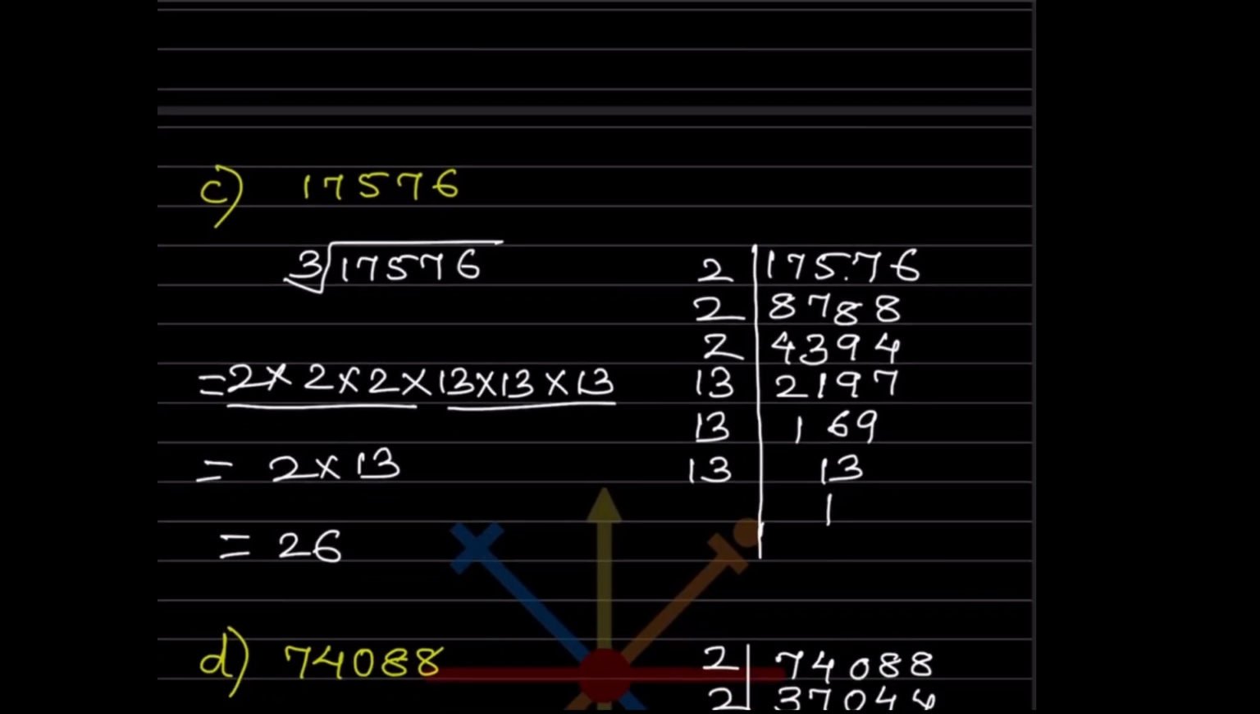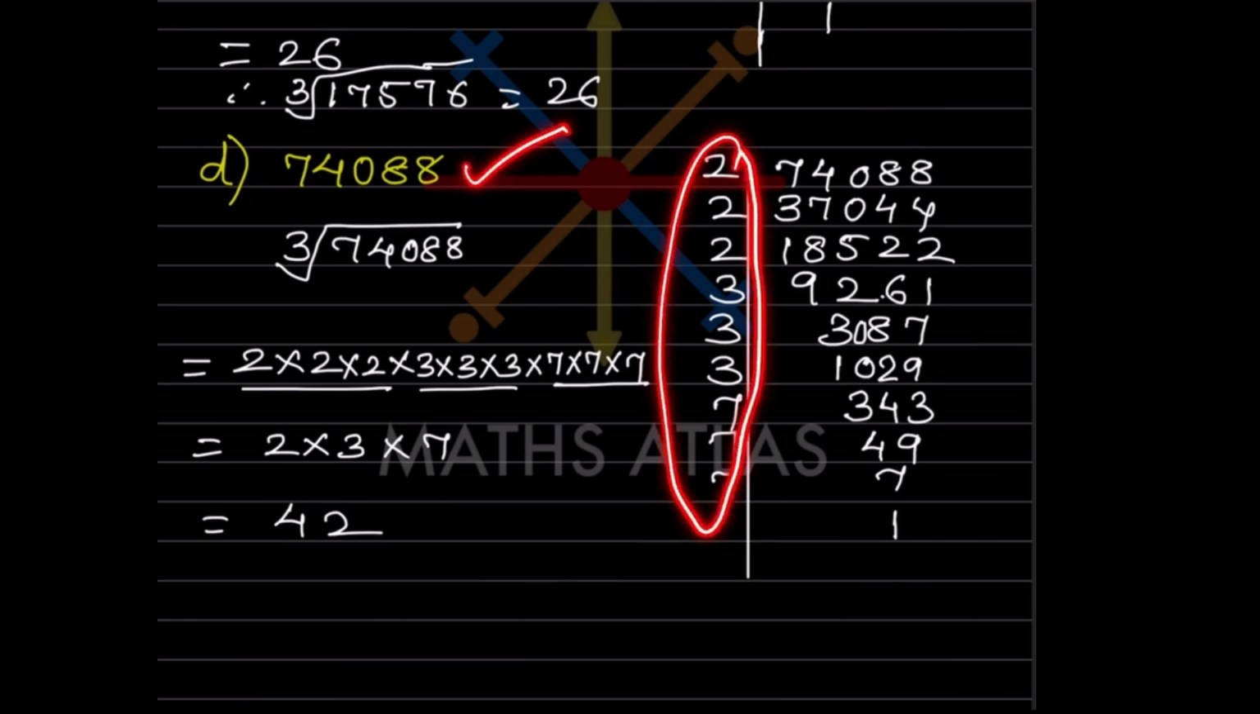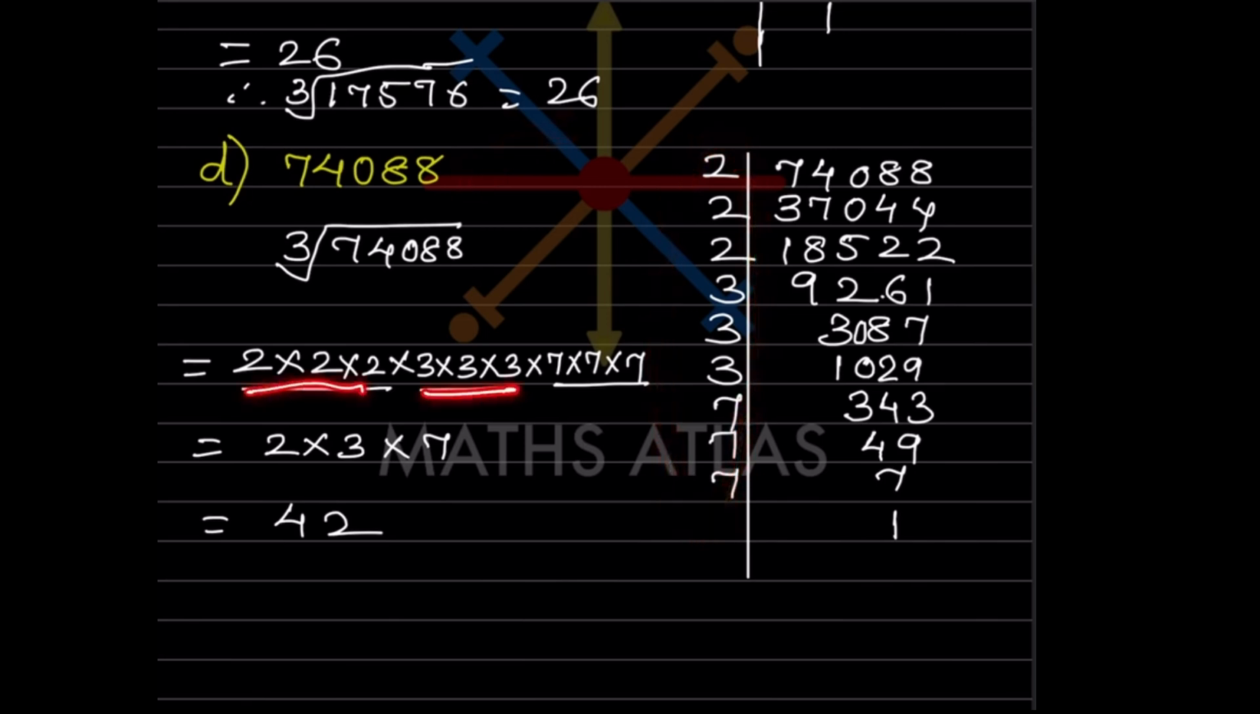Now here these are the factors of 17576. Again we'll divide it into groups, so this is going to be 26. So we can write here, therefore the cube root of 17576 is 26. Now let us look at the next number. This is the number, and these are the factors. Again we will divide it into these groups.